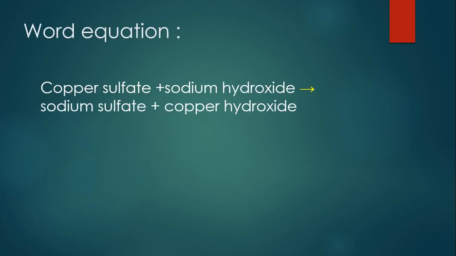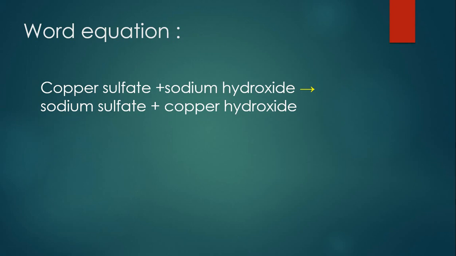Before I tell you how to do the ionic equation, we first have to get familiar with different equations. First is the word equation, which I'm sure you are familiar with, which is simply writing the compounds together. Like in this example: copper sulfate plus sodium hydroxide gives you sodium sulfate plus copper hydroxide.